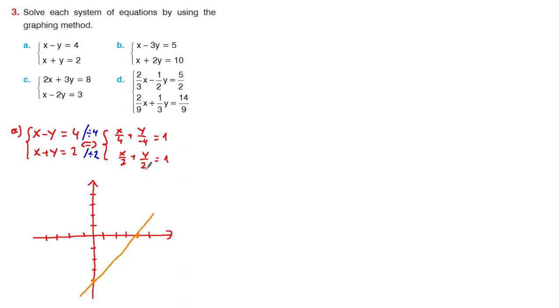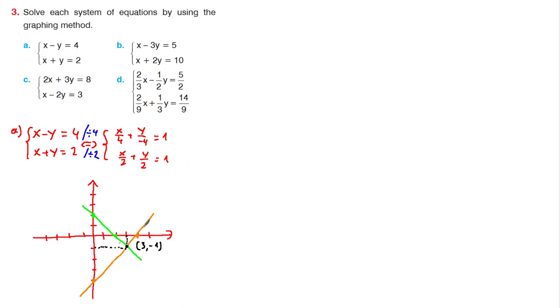And the second line is crossing x-axis on 2. Let's use a green color here. And y-axis on 2. So this would be the solution. Now, this being the solution at this point, it looks like it's crossing at the point with coordinates 3, -1.